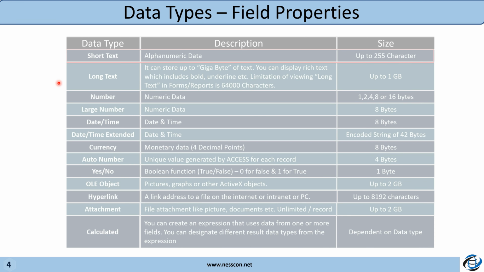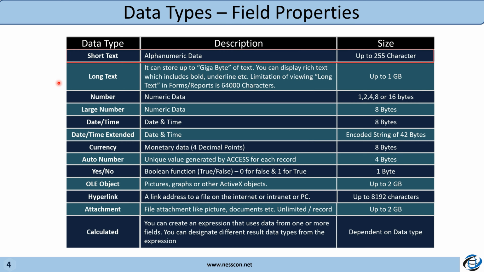So let's have a look again at all the data types that are available in MS Access, which we learned in our last lesson, starting from short text and until calculated, with its description and its size. I'm not going to discuss this again today. For those who have missed my first lesson, the link is available in the description and you can learn all about data types from that link. But today we are going to discuss the field properties of each data type.